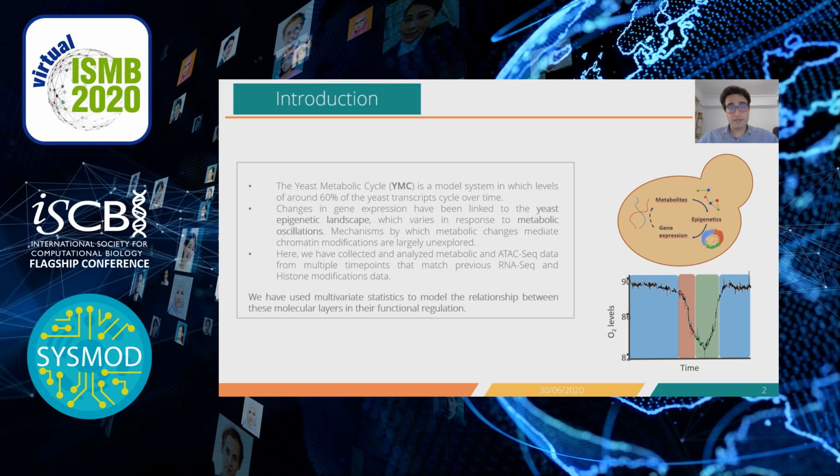Metabolites in this particular system also show an oscillatory behavior. And since metabolites have been appointed to contribute to the epigenetic modifications, we wondered if it was possible to observe a cross-regulation between the three molecular layers, in a way that metabolites may be changing the epigenetic landscape, and then the epigenetic landscape changes gene expression of the yeast metabolic cycle.